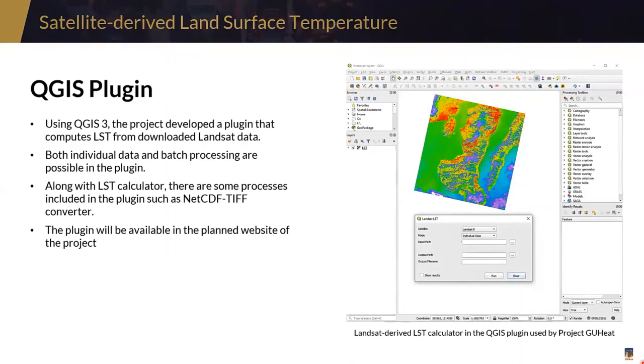It does something similar to GEE, generating LST from Landsat data. We made individual and batch processing in the plugin. Along with our LST generator or LST calculator, we included some processes in the plugin such as a NetCDF to TIFF converter. But we'll be focusing on the QGIS plugin, and the plugin will also be available on the website that will be launched at the closing webinar. I also made a short demo on how to use the plugin.